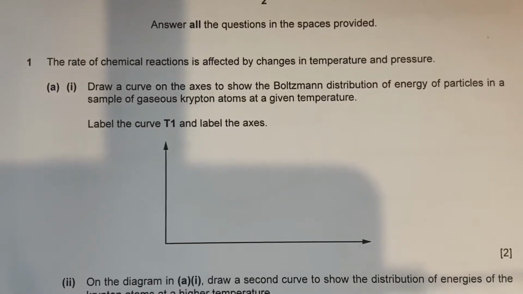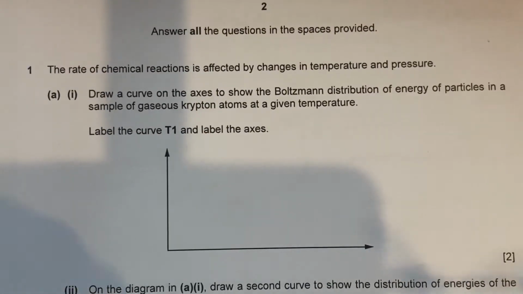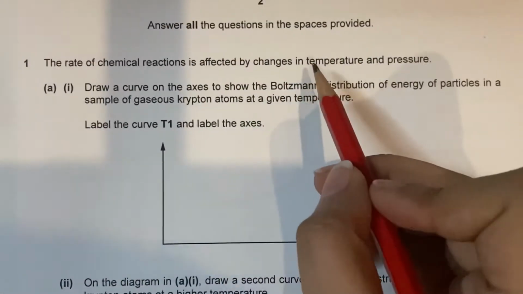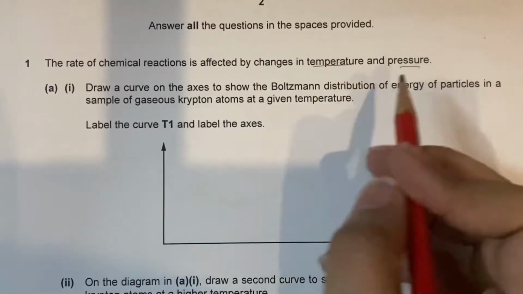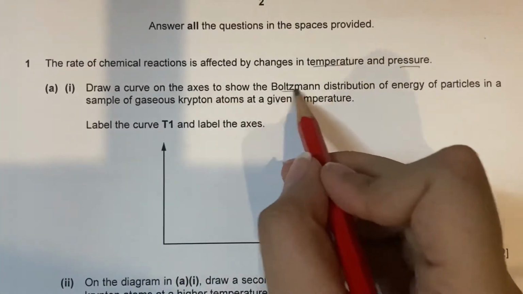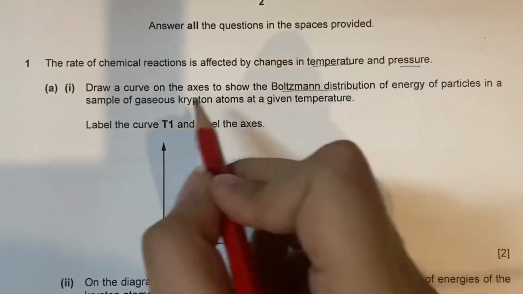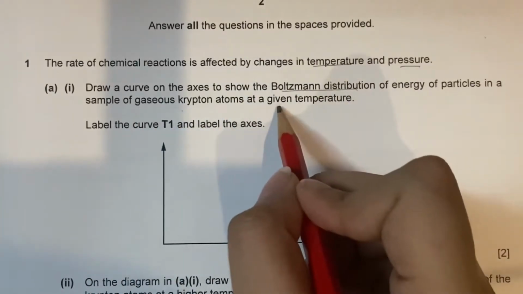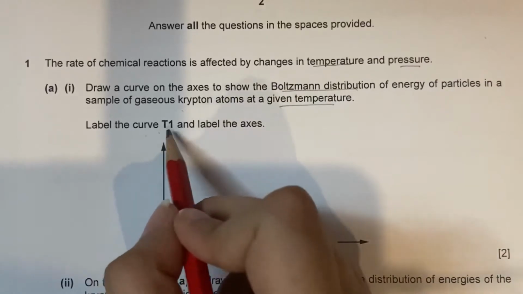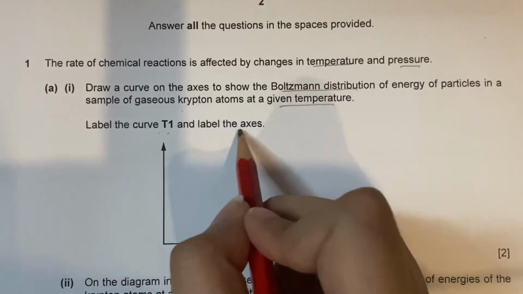So the first question over here, it says the rate of chemical reaction is affected by changes in temperature and pressure. We know that, right? It is affected by changes in temperature and pressure. Draw a curve on the axes to show the Boltzmann distribution of energy of particles in a sample of gaseous krypton atoms at a given temperature. Label the curve T1 and label the axes.